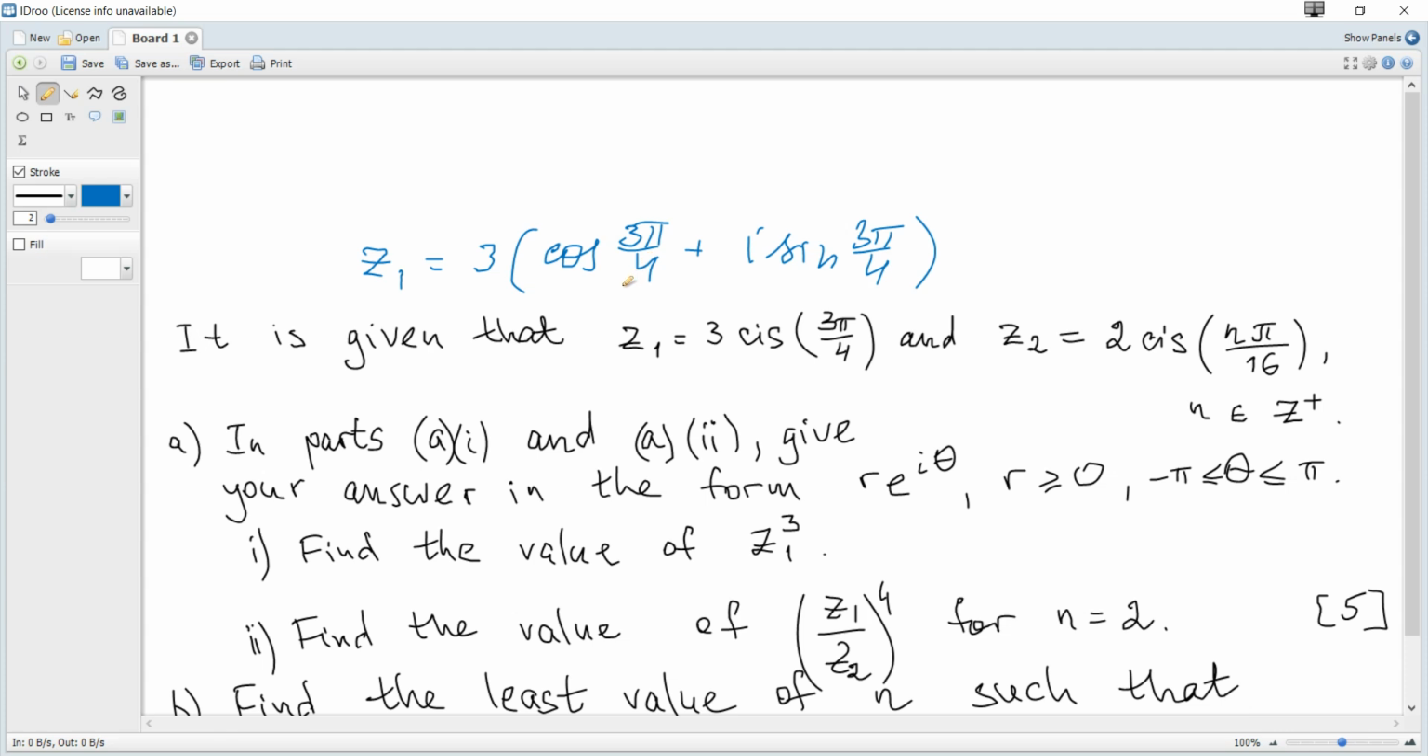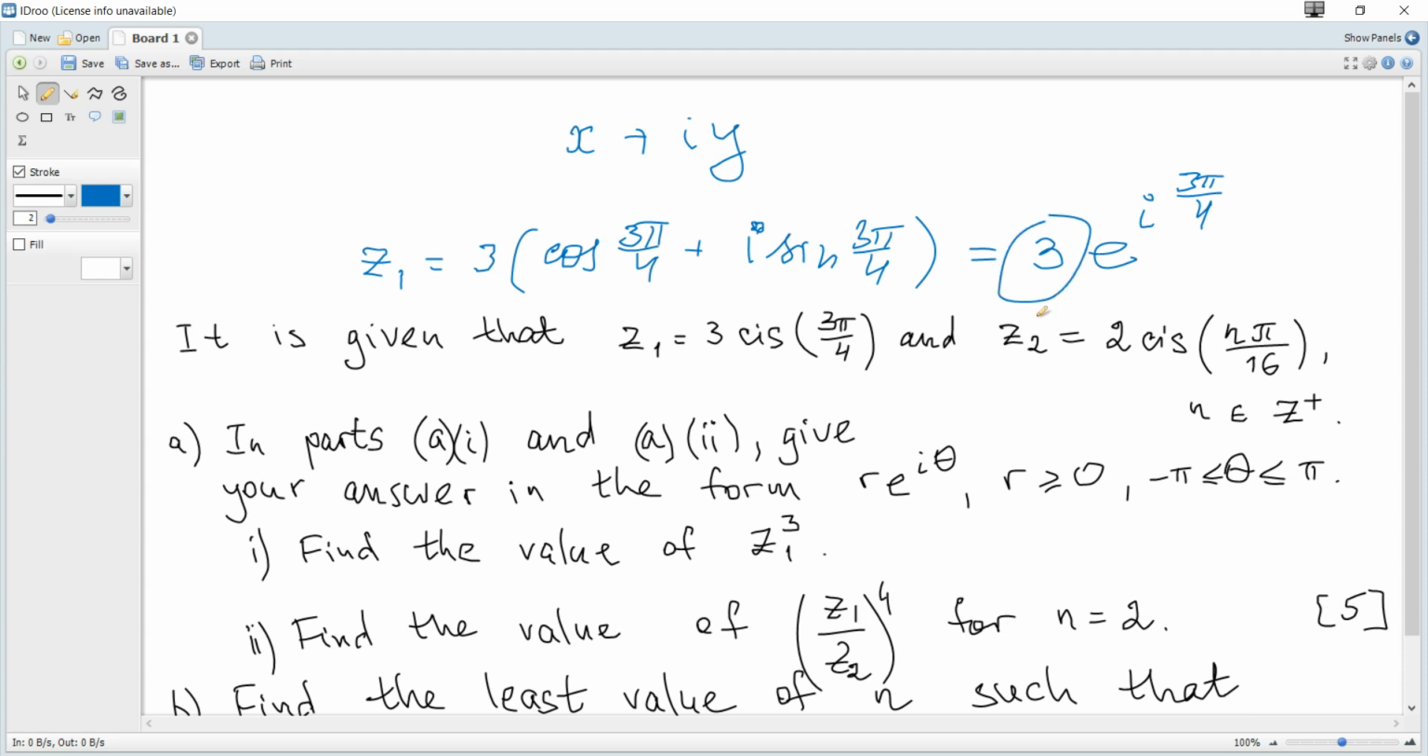And if you calculate, it's not required here, but in general, if you calculate the values of cosine and sine and expand, you get a complex number in the form x plus iy, which is called the Cartesian form. It can also be written as 3 multiplied by e to the power of i times 3 pi over 4.